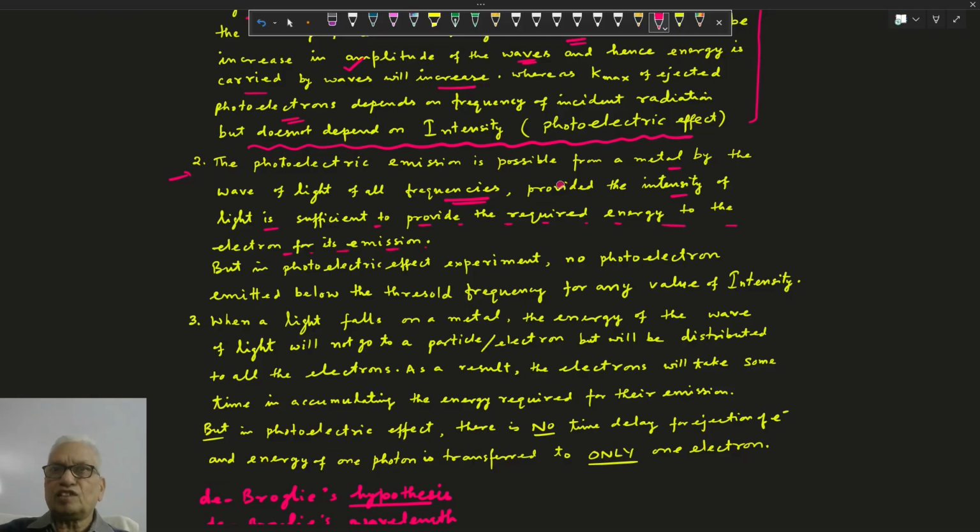But here, if the frequency is less than the threshold frequency, there is no ejection. So photoelectron emission depends on frequency, not on intensity. If the frequency is less than the threshold, even if the intensity is of some large value, there will be no reaction. The evaluation of wave theory.